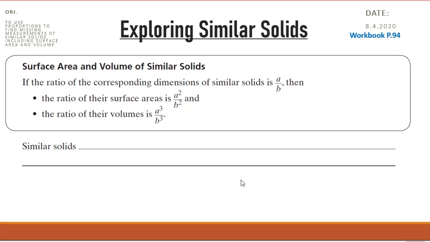If we have two similar solids and the ratio of the corresponding dimensions is A to B, or A over B, then the ratio of the surface areas is the square of this ratio, so A squared over B squared, and the ratio of the volumes is the cube of the ratio of the dimensions.